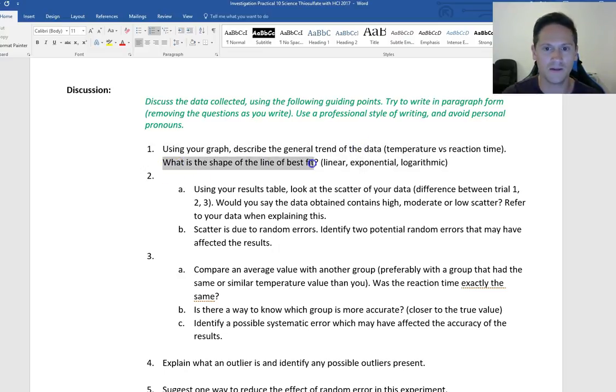What is the shape of the line of best fit? Linear means straight, so just like this one was. Exponential means it's curved and it's kind of going upwards, so curving this way, so it's increasing more rapidly. Logarithmic is going the opposite direction, curve sloping downwards. Just Google those words so you can see the shape if you're not too sure what they mean, okay?